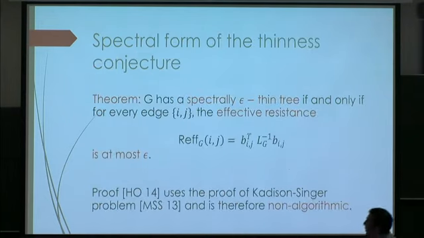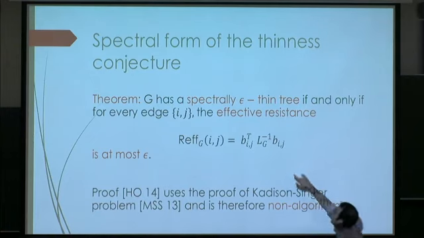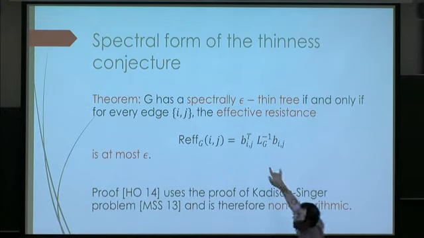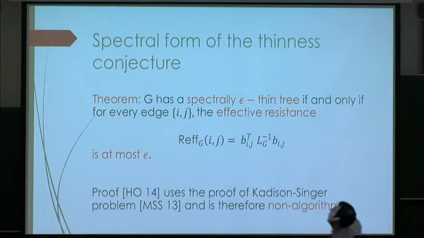G has a spectrally epsilon thin tree if and only if the effective resistance of every edge is at most epsilon. So for the effective resistance, think about the graph as an electrical network where every edge has resistance 1. You look at the effective resistance across all edges. This is exactly what, again, Nikhil talked about.